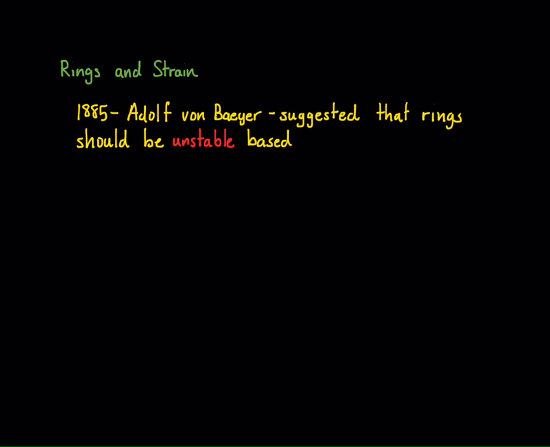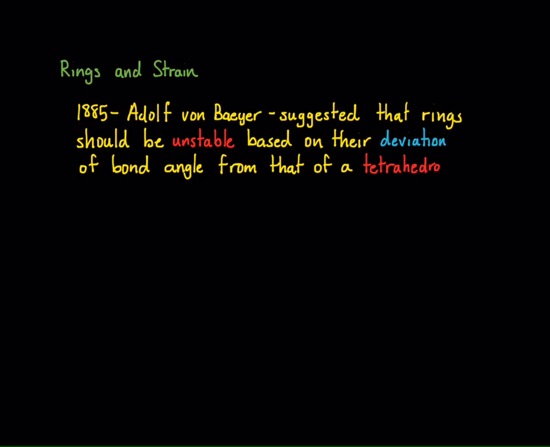Why? Well, because if you think about carbon that is sp3 hybridized, the bond angles are 109.5 degrees. That is the ideal bond angle. But as we know from geometry, when you have small rings, the bond angles are much less than 109.5 degrees. And so Baeyer suggested that rings should be unstable based on the deviation of the bond angle from that of the tetrahedron.